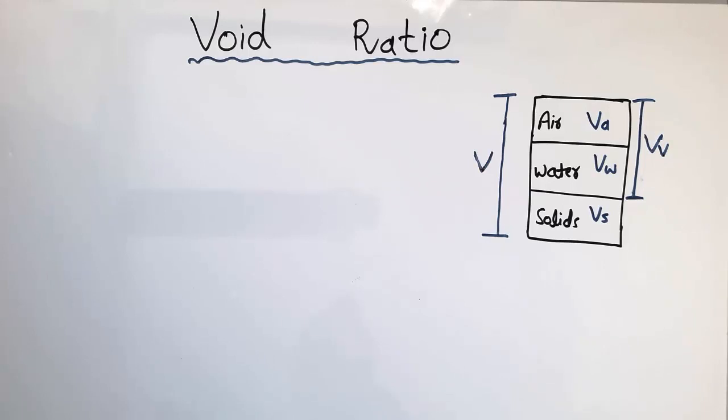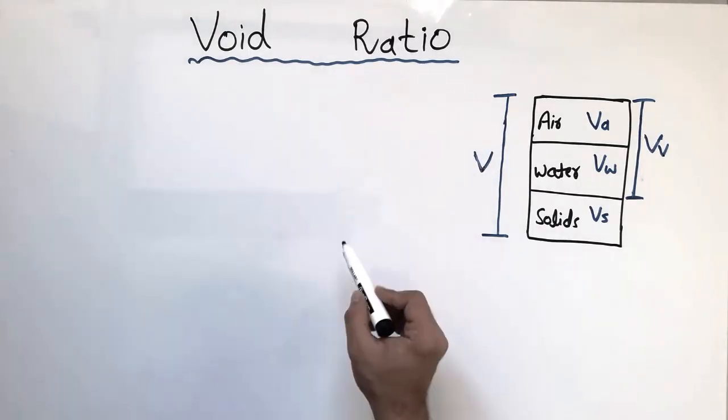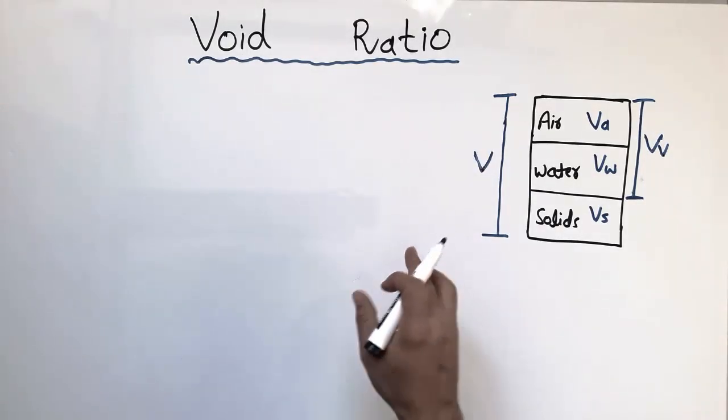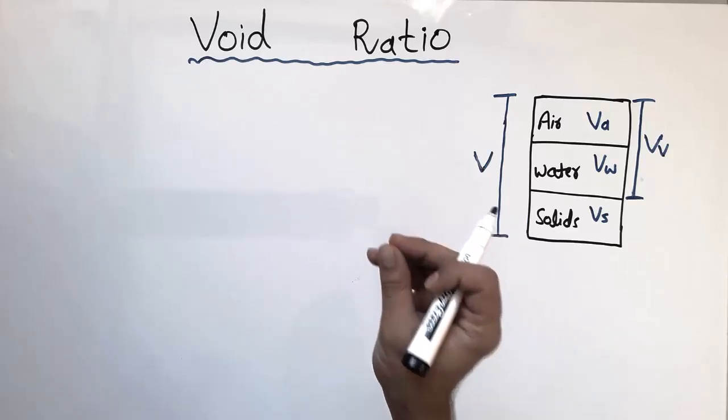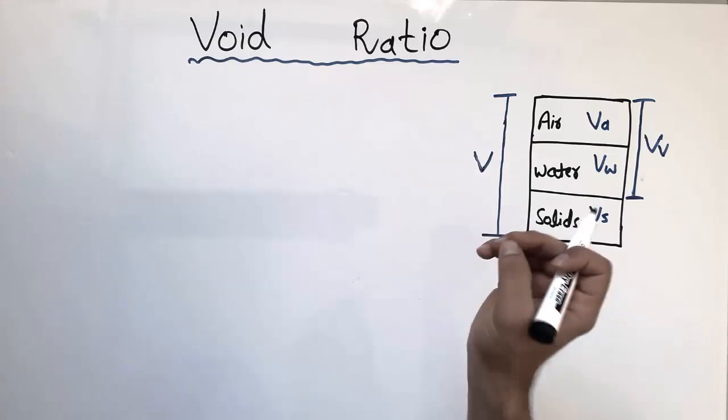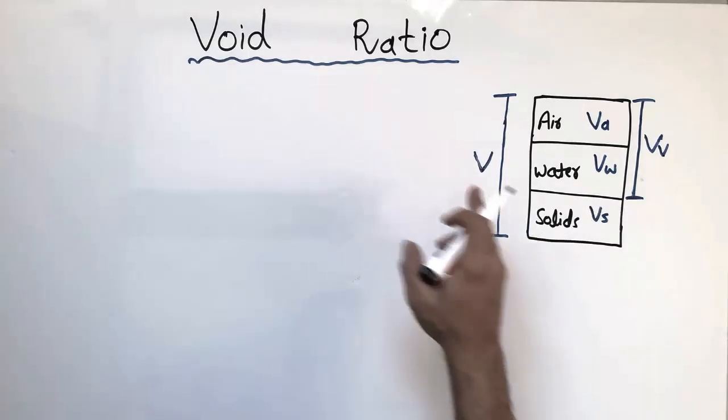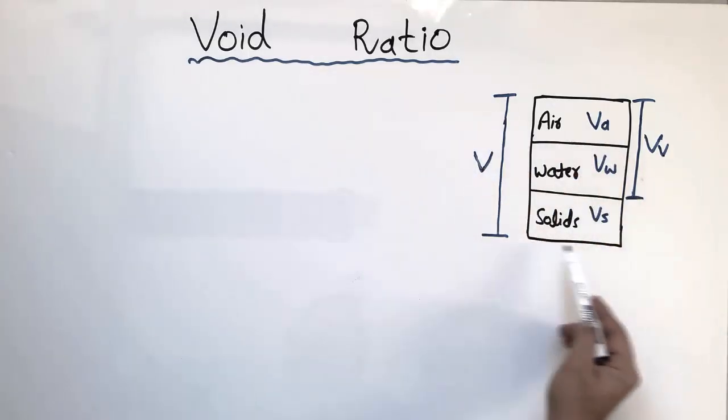Today our lecture is about the void ratio. So in this lecture I will try to explain the void ratio in detail. The void ratio basically shows how much void content is present in the soil mass. And I will explain this void ratio with the help of this phase diagram.